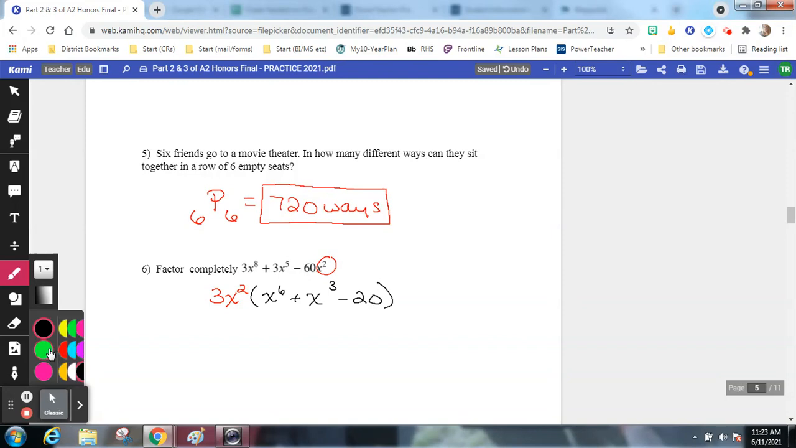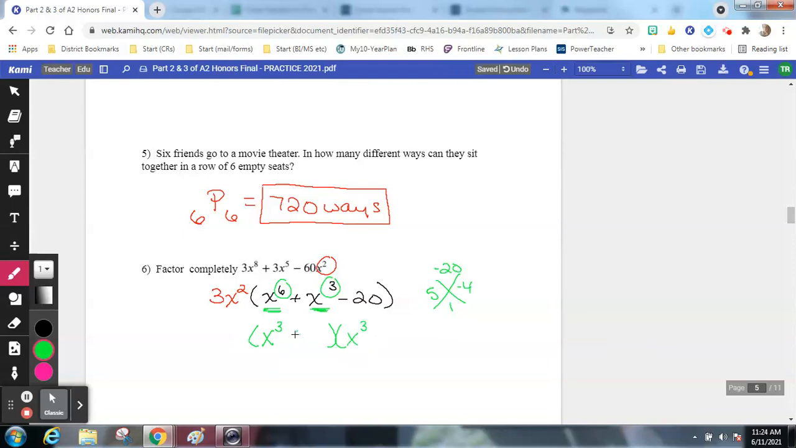That can get factored further. I can take factors of negative 20 that add up to 1. That gets me a 5 and a negative 4. And the reason I can do that is because the middle term's exponent is half of my first term's. As long as it's half, that means it can be split evenly. Meaning an x to the 6th can be split into an x cubed and an x cubed, which makes sense, and that's our middle term.